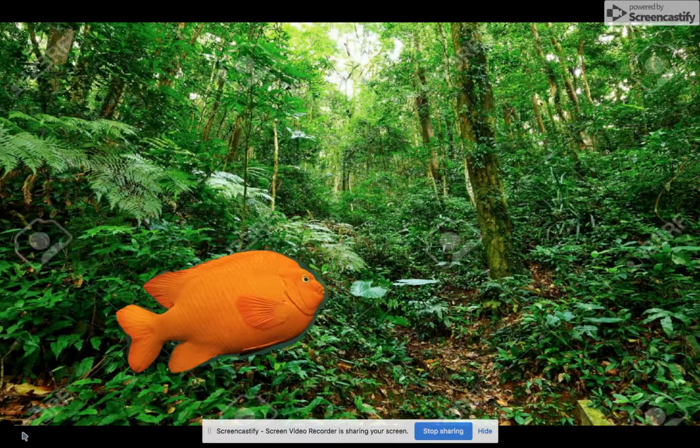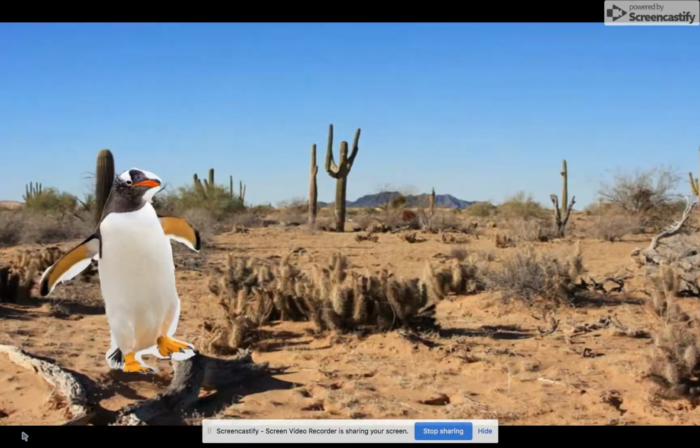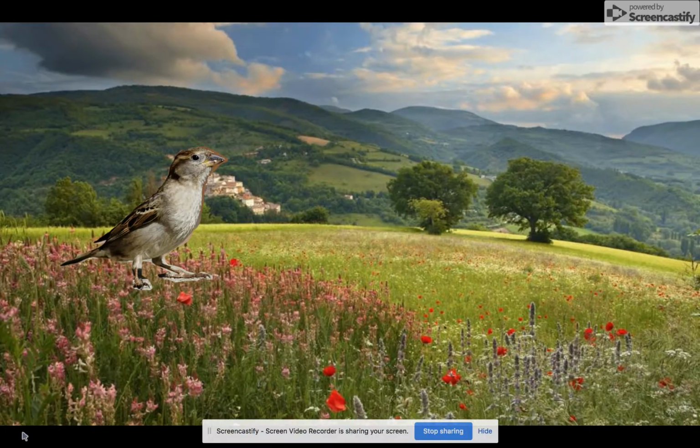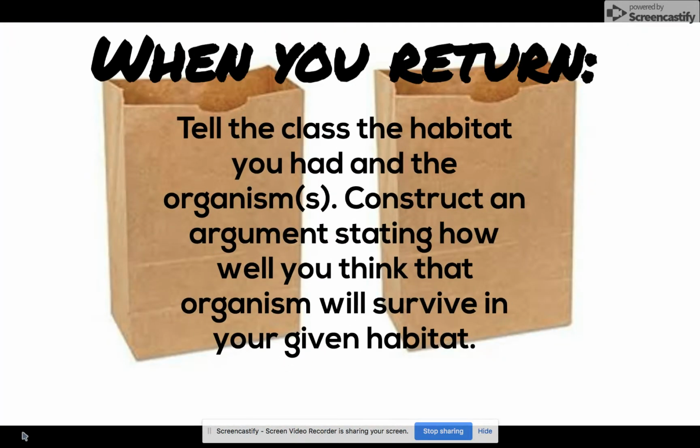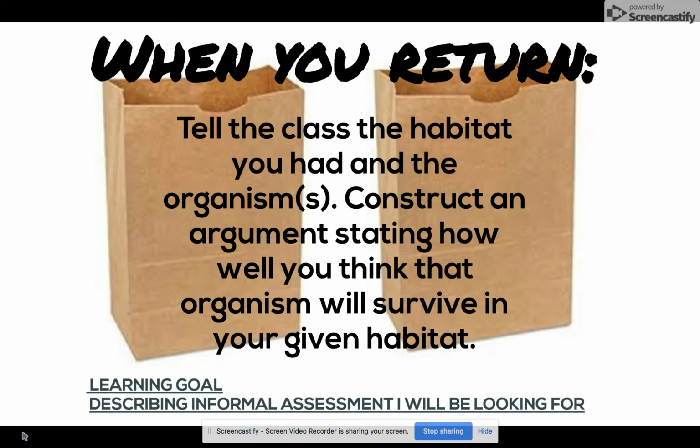Some of these habitats and organisms might take extra consideration, so I would like for you to have a thoughtful scientific discussion with your partners about this. When we come back together as a class, I'd like for you to tell us the organism and the habitat that you have. You and your partner should construct an argument stating how well you think that organism would survive in your given habitat.